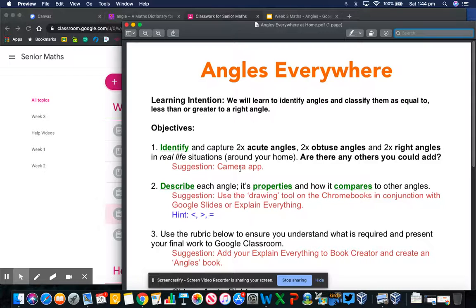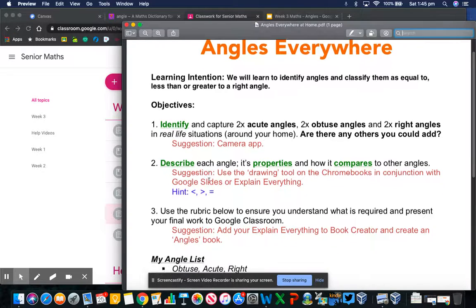This is just getting angles, finding angles in the home, and telling me about them. So number one, identify and capture two acute angles, two obtuse angles, and two right angles. Hopefully you can remember these things. If not, I'll give you a quick look at some of these things in a moment. You have to describe the angle, its properties, and how it compares to other angles. So that'll be where you can use your voice to talk me through it rather than having to draw it on there, but you could do both. It is up to you.